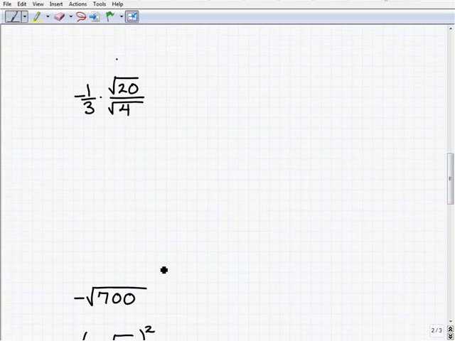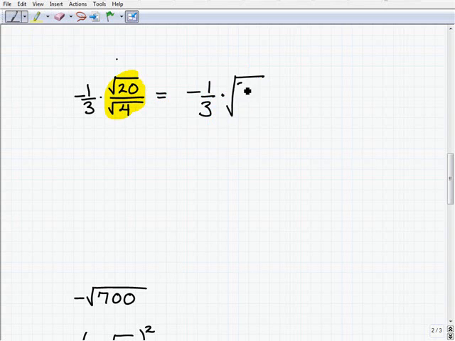So what do you think we want to do here? We could definitely take the square root of 4 in the denominator, but I'm going to show you something even easier. Let's use one of our properties, but we haven't used it this way. Instead of having 2 separate radicals, one for the numerator and denominator, I'm going to write this as negative 1/3 times the square root of 20 divided by 4. And what's 20 divided by 4? Well, it's 5. So this is the same thing as negative 1/3 times the square root of 5, and I'm done.